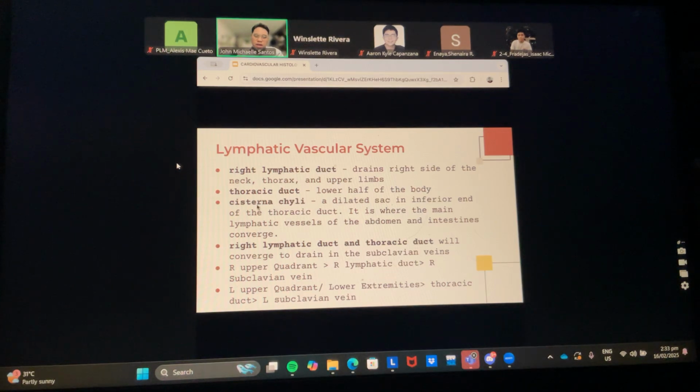And then you have your cisterna chyli, which is a dilated sac in the inferior end of the thoracic duct. And then the right lymphatic duct and thoracic duct will converge and drain to the subclavian vein. And then your subclavian vein, papunta na siya sa heart.